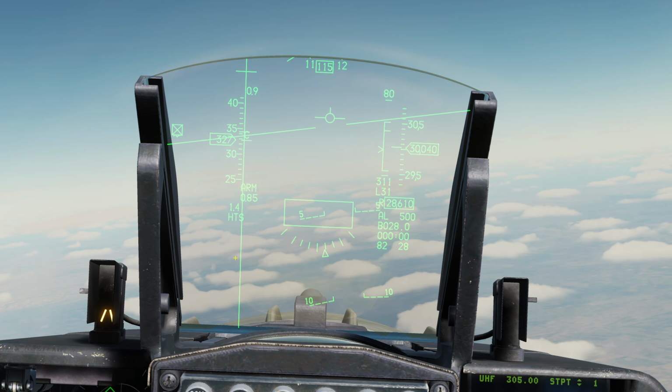We then have the azimuth steering line here, telling us where to go to line up with the target, along with the minimum and maximum loft cues.